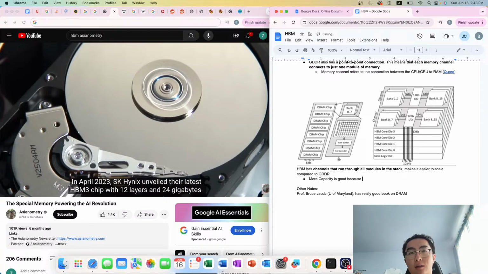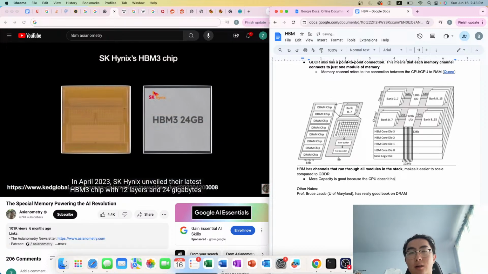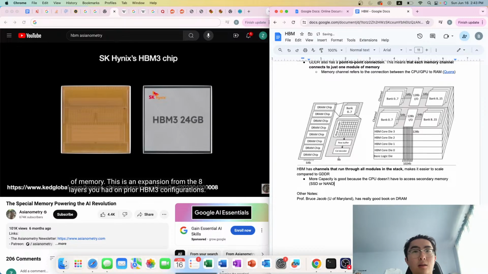In April 2023, SK Hynix unveiled their latest HBM3 chip with 12 layers and 24 gigabytes of memory. This is an expansion from the 8 layers you had on prior HBM3 configurations.